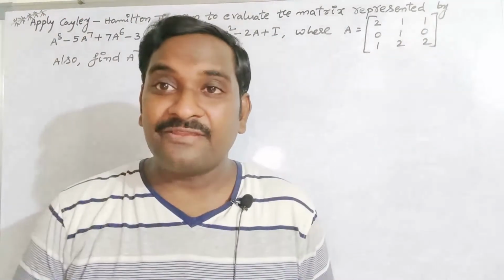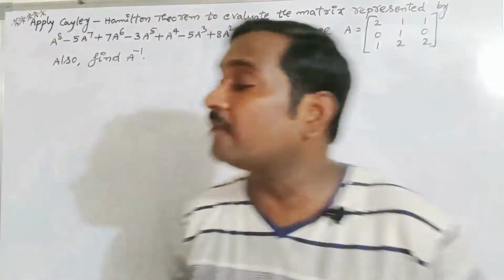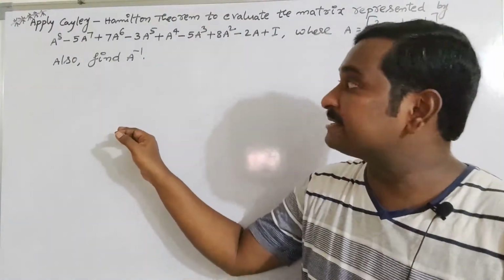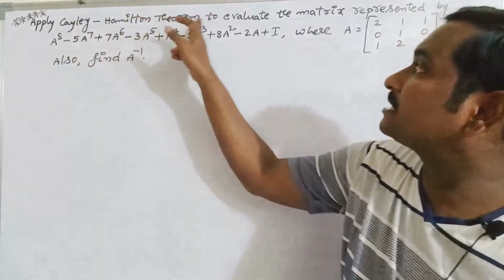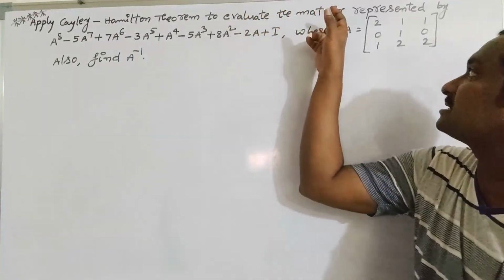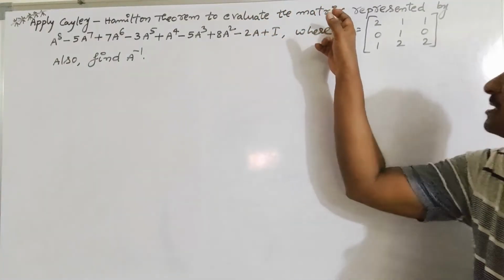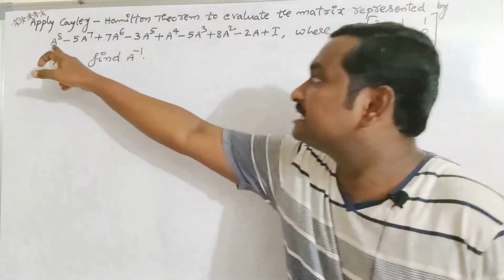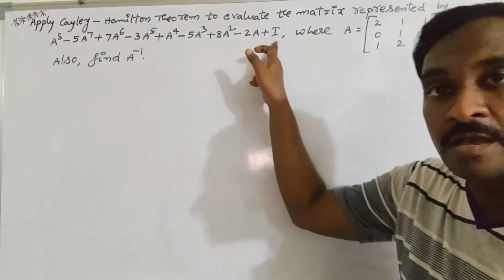In this video, I will explain an important example of Cayley-Hamilton theorem. See the statement: apply Cayley-Hamilton theorem to evaluate the matrix. We have to find out a matrix which is represented by this matrix polynomial. This is called a matrix polynomial.